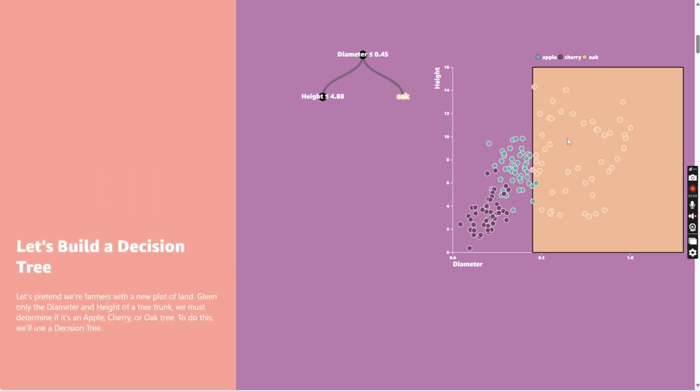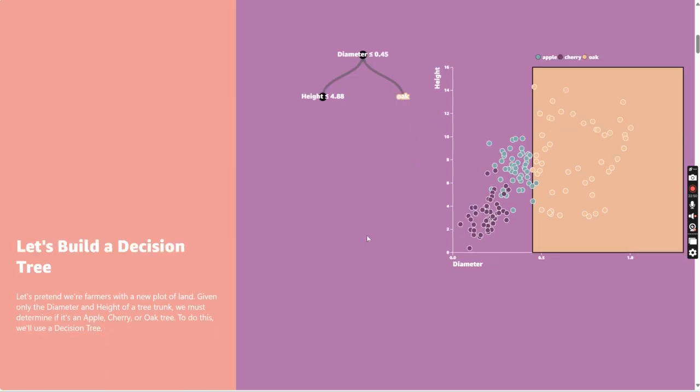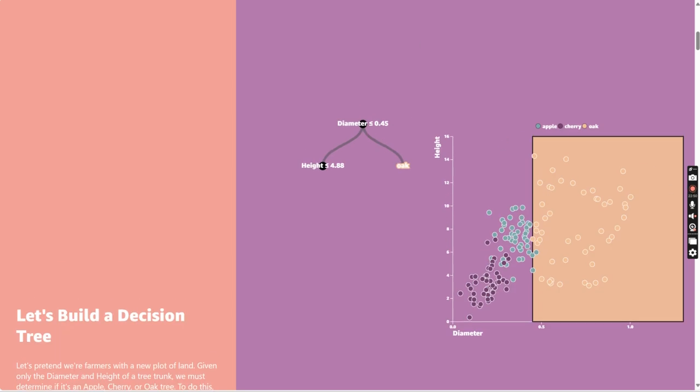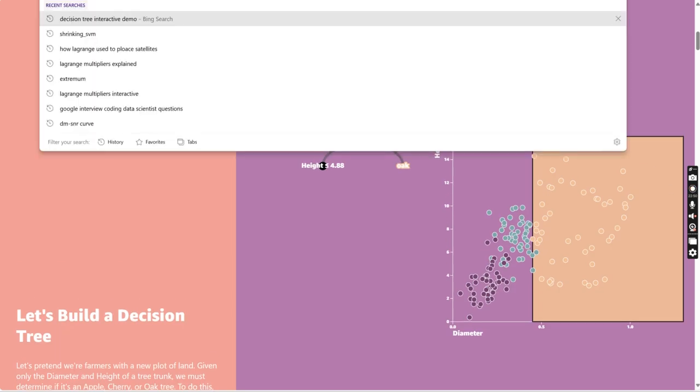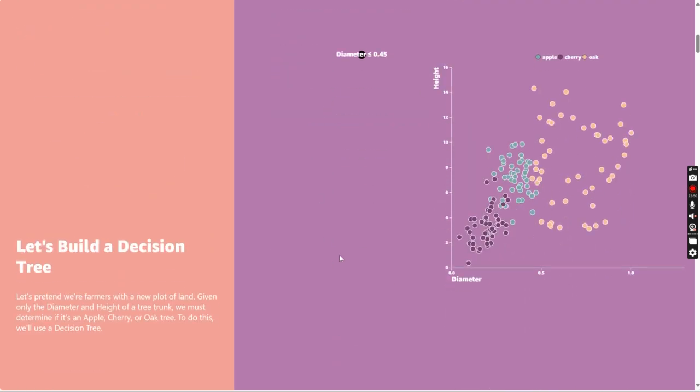Let's look at this data and see how the decision tree is forming the decision here. Let me refresh this page. Okay, so this is the data. The data is very simple. You see three different trees here: oak tree, cherry tree, apple tree. For each of them, they have already measured two different things: diameter and height.